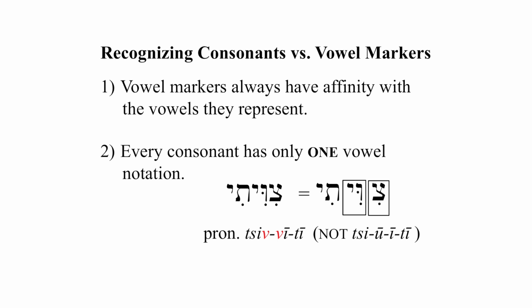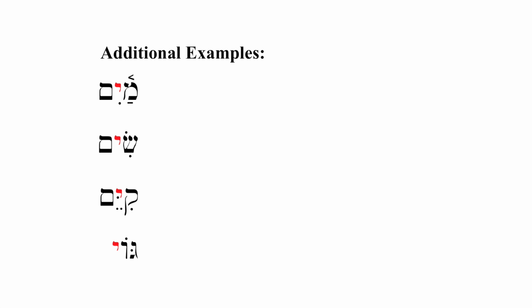So let's look at a few additional examples. The first word, mem, a, yod, I, final mem. The yod in this word could potentially be a vowel marker or it could be a consonant. Does it have affinity with the vowel in front of it? No. Yod does not have affinity with ah. You can tell right away that it has to be a consonant. You also know this because it doesn't stand alone, it actually has its own vowel notations. So this word has to be pronounced mayim.